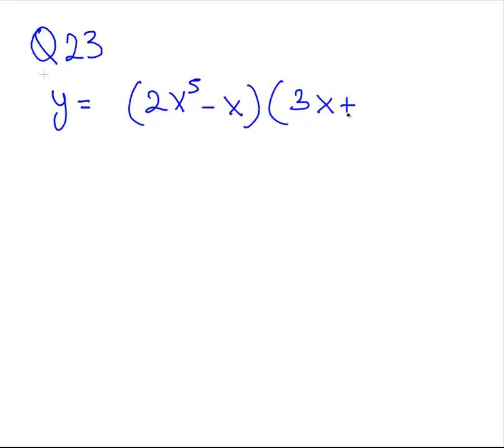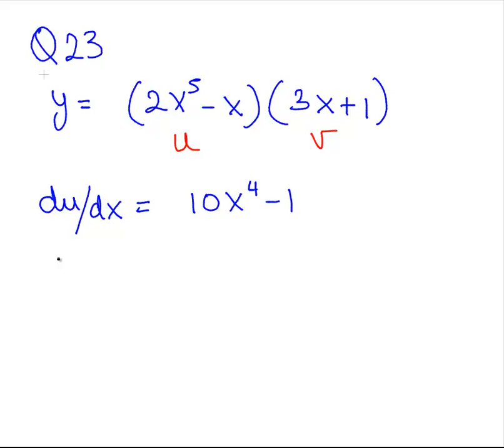So quickly we'll do 23. Question 23 is as follows. y equals 2x to the power of 5 minus x, times 3x plus 1. Let u equal that, v equal that there. du/dx is 10 times x to the power of 4 minus 1. dv/dx is simply 3.